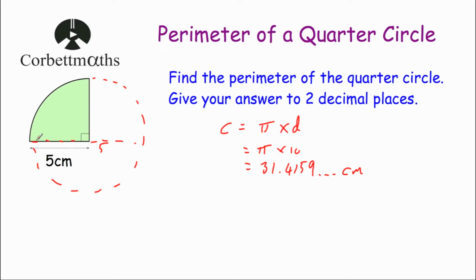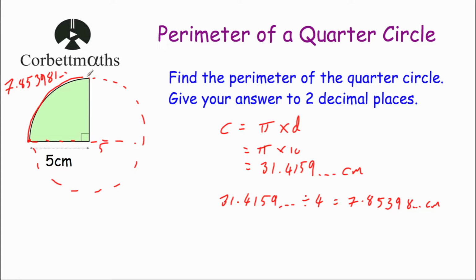But we just want to find the perimeter of this quarter circle. So we just want to find out a quarter of that whole distance. So we're going to take our 31.4159 and so on, and divide it by 4. Or you could take 10 pi and divide it by 4. And that's equal to 2.5 pi, or 7.85398 and so on centimeters. So that is the distance going around that part of the quarter circle, the length of the arc. So that's the length of that arc.